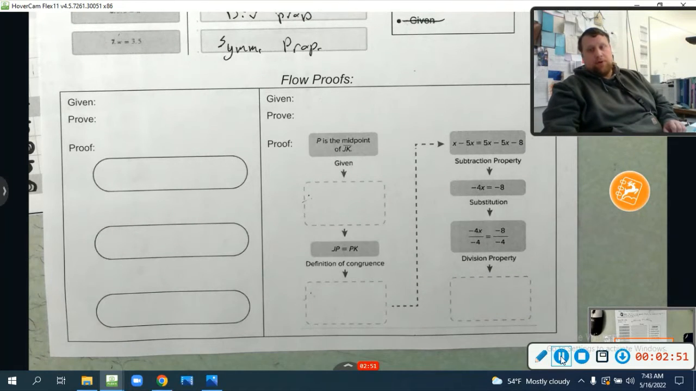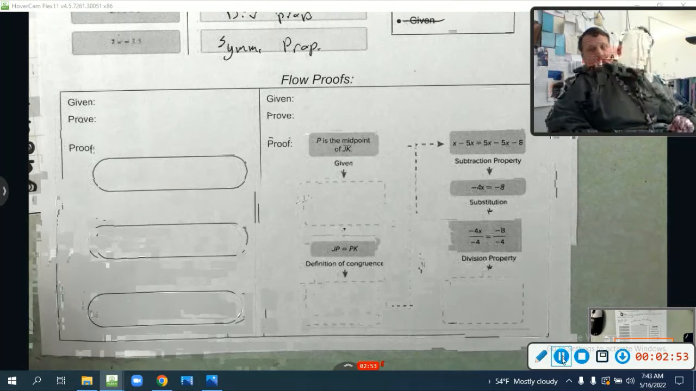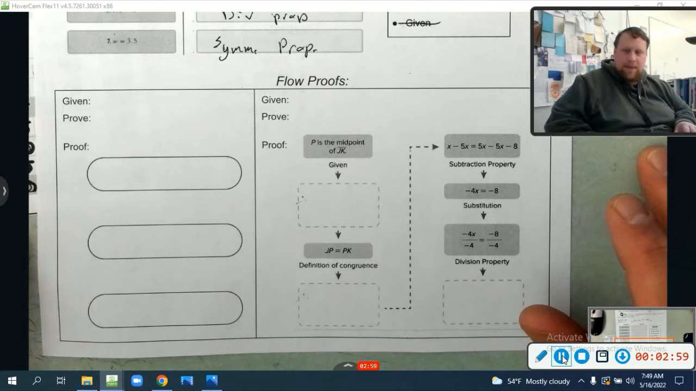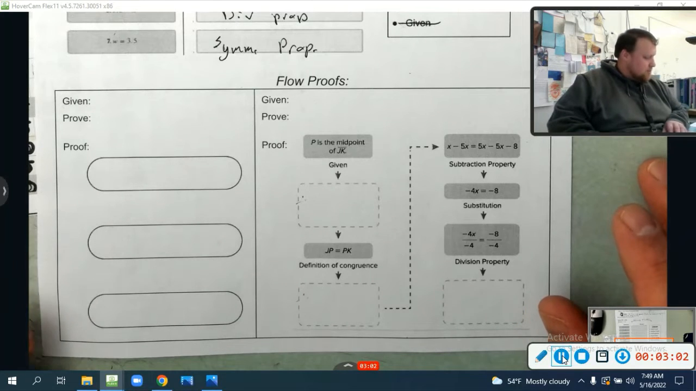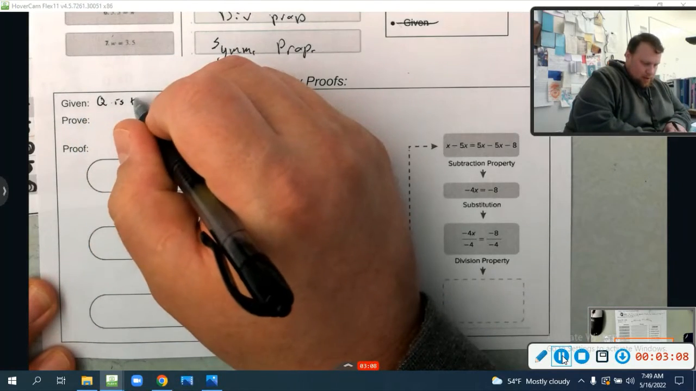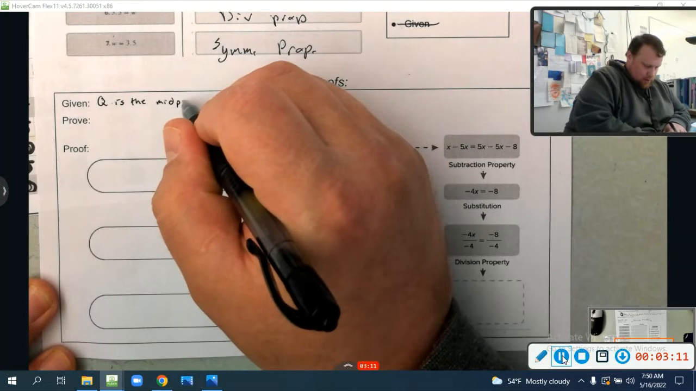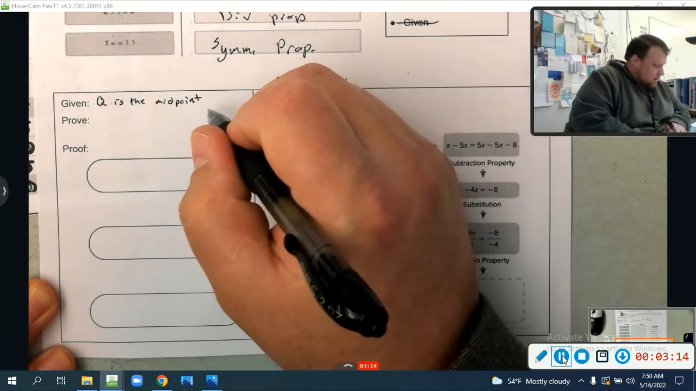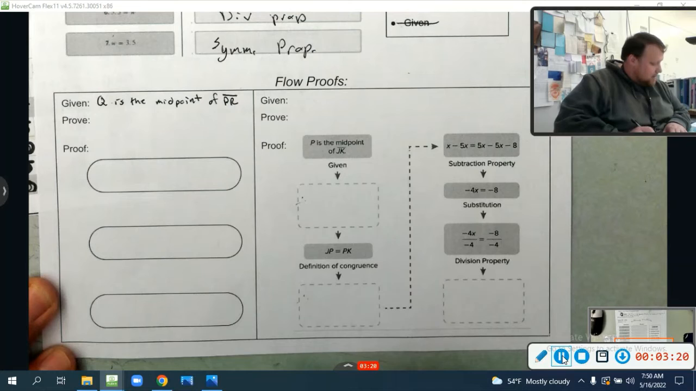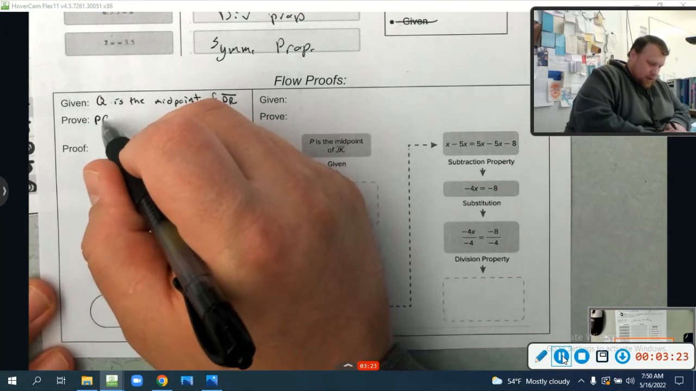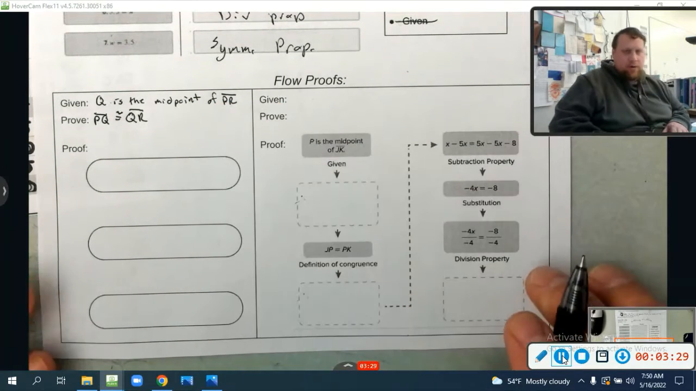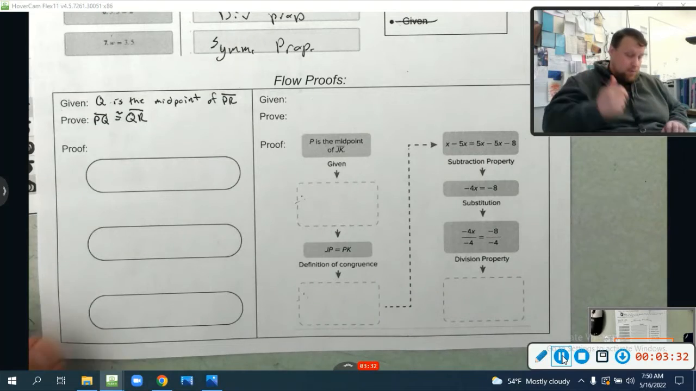So, all right, we're going to revisit a proof we've already done, but I want to do it flow style to show you that it's very similar, and yet it does take on some different aspects, as we'll see later. Given Q is the midpoint of segment PR, right? It's a line segment. And we want to prove that segment PQ is congruent to segment QR. You may recognize this is the exact proof we did with two-column proofs a couple lessons ago.